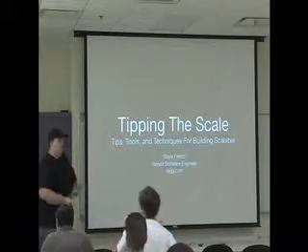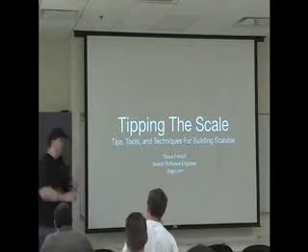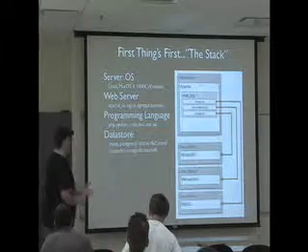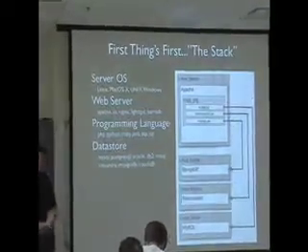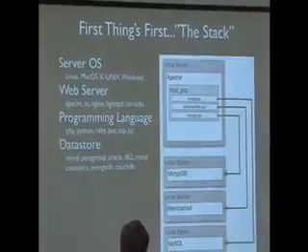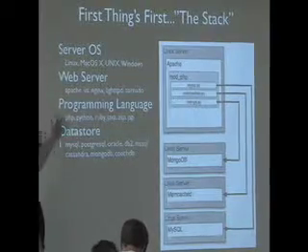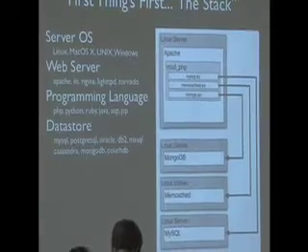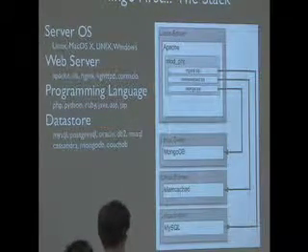So first, I'm going to give you a quick overview of what the stack is. The stack usually consists of a server operating system, a web server platform, a programming language, and some sort of data store. Just underneath I put a couple of examples of what each one could be: Linux, macOS, Unix, Windows, Apache, IIS, Nginx, LightHTTP, Tornado.